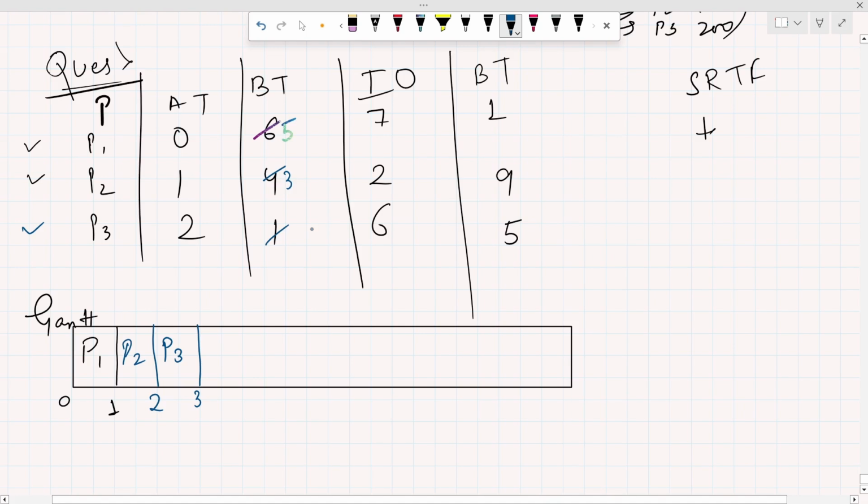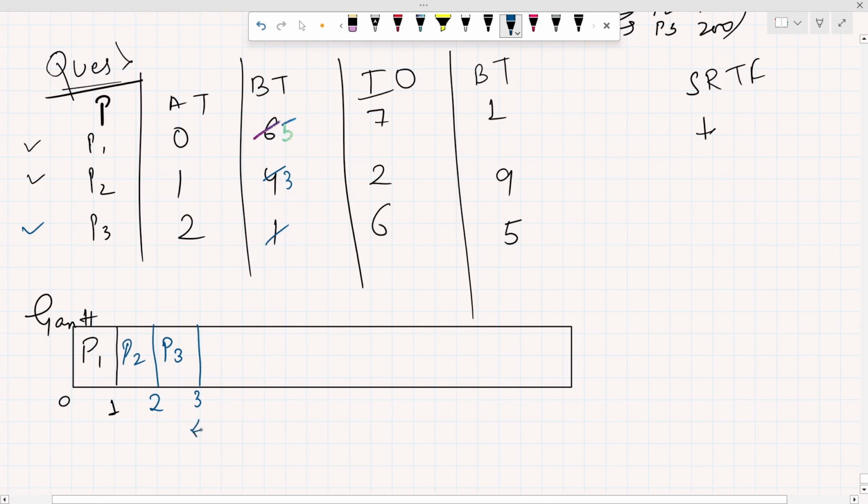After completion of P3's burst, this is the main thing: what P3 has to do is perform the IO operation. So when a process completes its burst, the process goes for an IO operation.